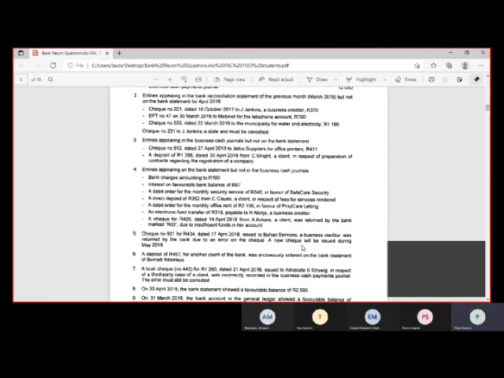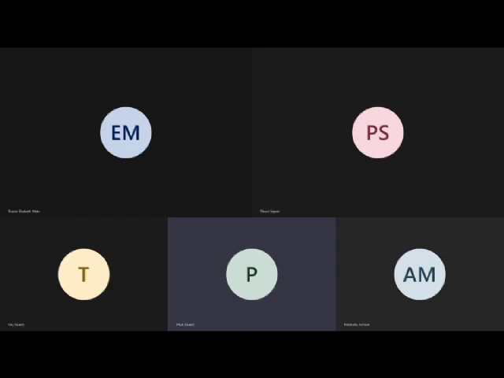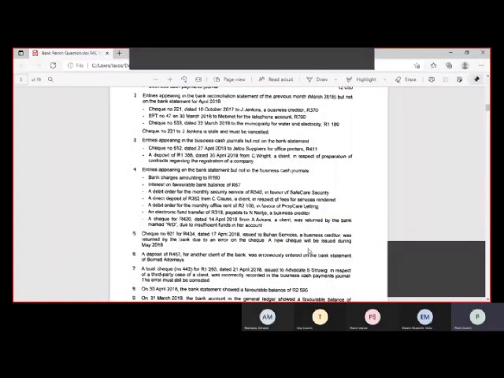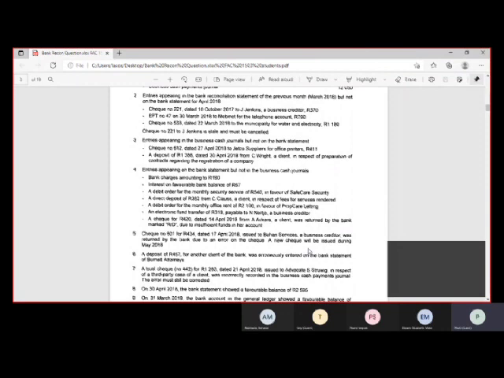So check number 612 dated the 27th of April 2018 to Jadco Suppliers for office printers. Where do you think this goes? Sorry, go ahead, Elizabeth. Oh, okay, thanks. I think it goes to your CPJ, because it seems like it's a payment that is being made to the suppliers for the printers, if I'm not mistaken. All right, but let's look at what the heading says. Entries appearing in the business cash journals, but not in the bank statement.